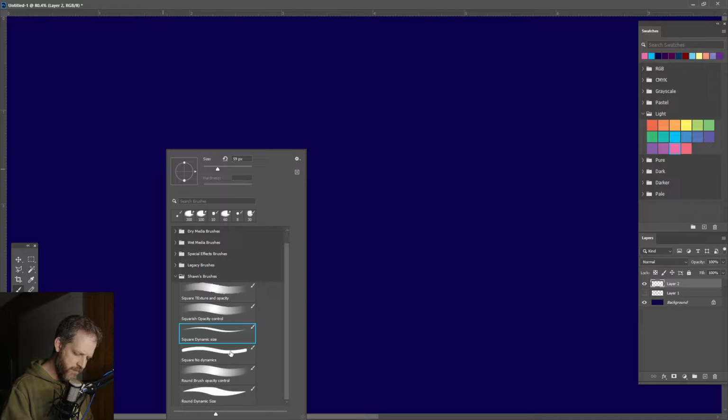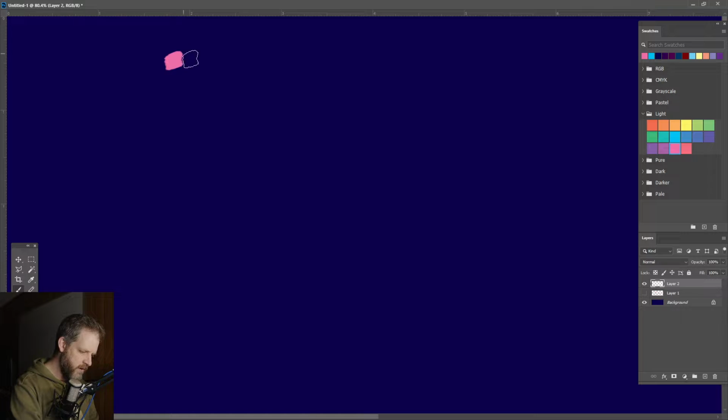Let me get a better brush for this. I think this is going to be a better option and a better size. It's going to be too big. Shrink it down. There we go.